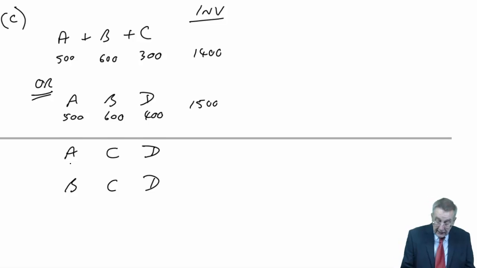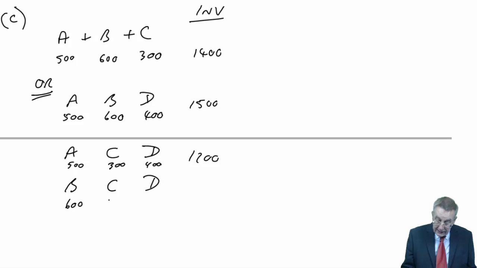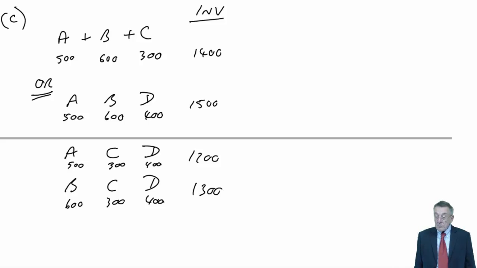In fact, I said I wouldn't write them down, but I will. That'll be 500, 300, 400, total 1200. We can afford that, but we couldn't afford to do B as well. And finally, 600, 300, 400. That'll be 1300, but again, we couldn't afford to do A as well. So it's one of those.